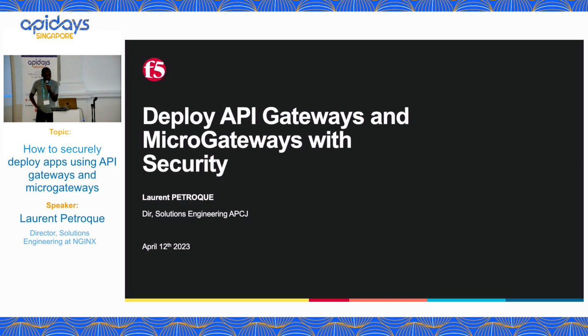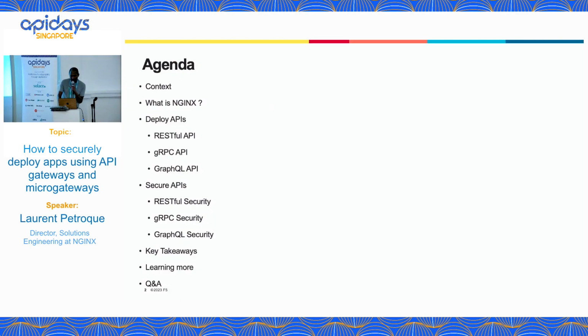I will go through a few things. To cover Nginx first, to give you a brief of what Nginx is. Maybe most of you know what Nginx is about, but I'll show a few more details. And then go over deploying APIs: RESTful APIs, gRPC APIs, and GraphQL APIs, just to show you how to deploy an API gateway with those protocols.